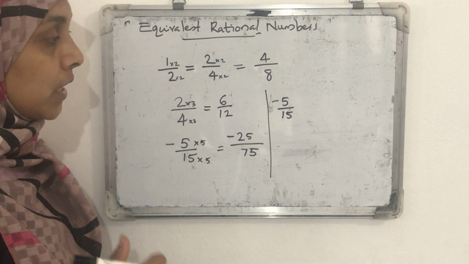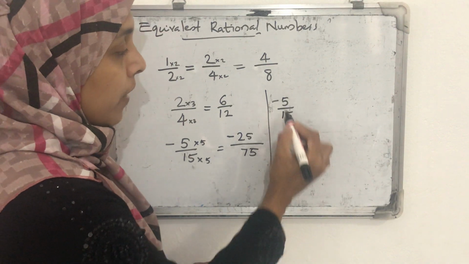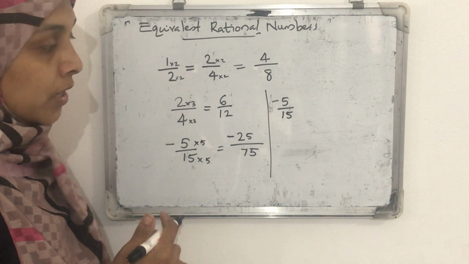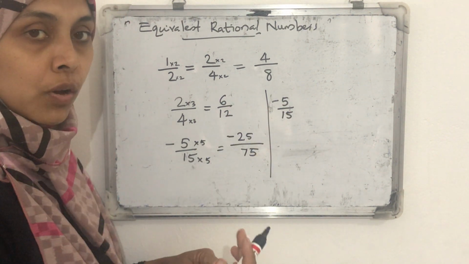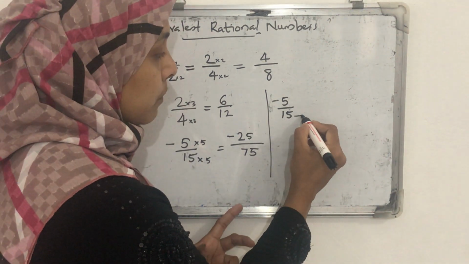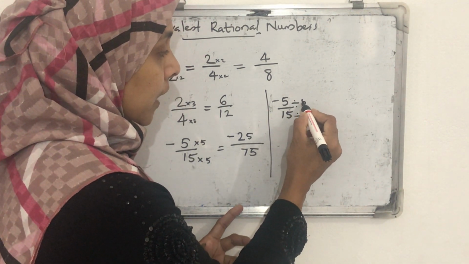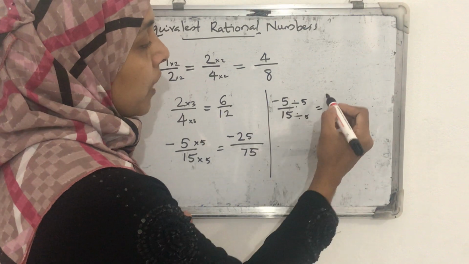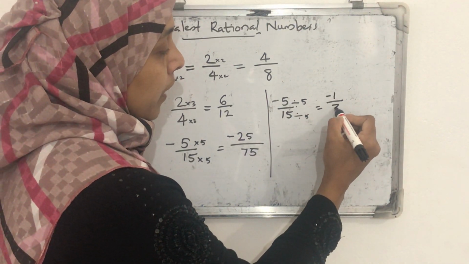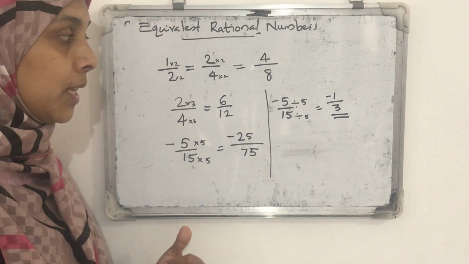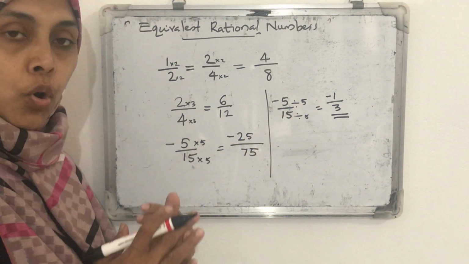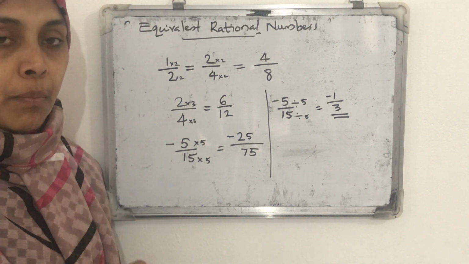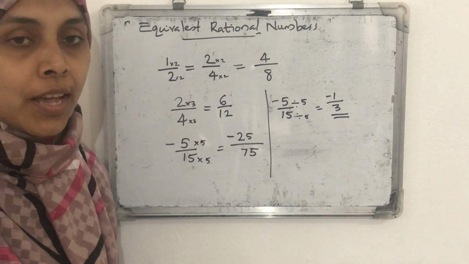When we divide, we want to find the common factors in both numerator and denominator. In this case, 5 is a common factor. 5 is a multiple of 5 and 15 is also a multiple of 5. So when we divide both numerator and denominator by the common factor 5, we get another equivalent rational. Minus 5 by 5 is minus 1, 15 by 5 is 3. So minus 1 by 3 is an equivalent rational of this. So by multiplying or dividing numerator and denominator by the same number, we can find more equivalent rationals.